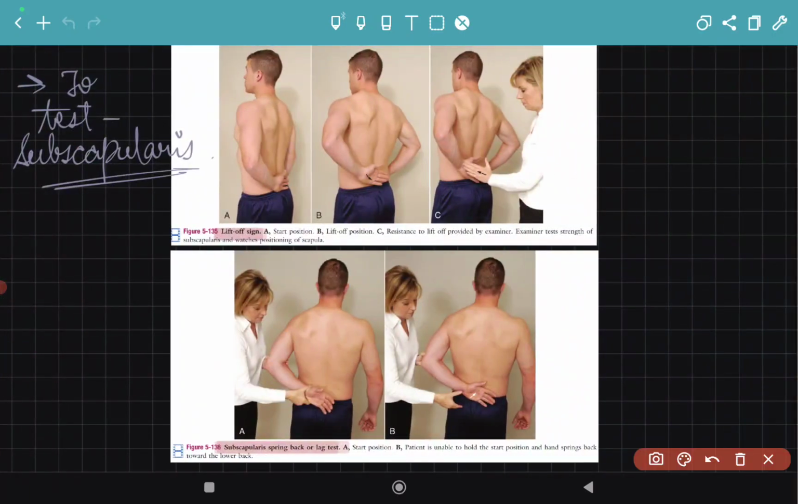So here are the special tests. One is the lift off sign and another is the subscapularis spring back or lag test. As the role of subscapularis is to internally rotate the shoulder, the initial position is this, and then there is this lift off position. We are asking the patient to move the palm slightly away from the back. Lift off position.